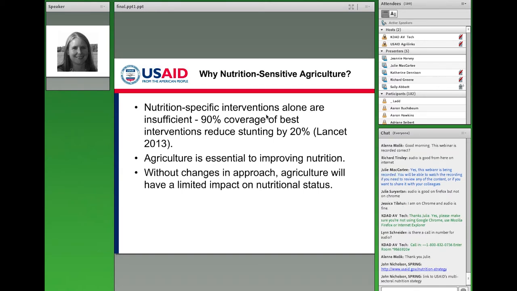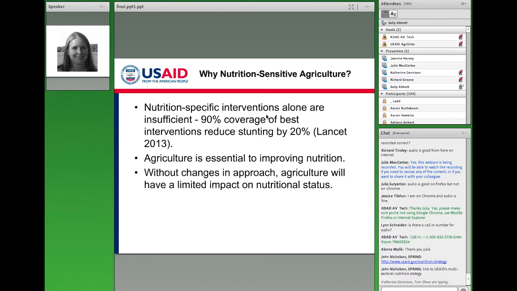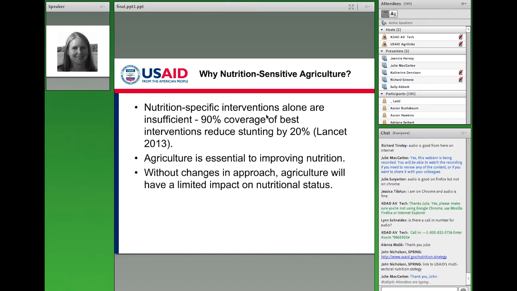When we're talking about why nutrition-sensitive agriculture, I'm not sure if Richard mentioned this, but the Lancet series in 2013 mentioned that with 90% coverage of the nutrition-specific interventions that have evidence around them, we know that we can reduce stunting by 20%. And we know that that isn't enough. We know that if we want to reach our goals of reducing stunting in Feed the Future, but also worldwide, we're looking at the World Health Assembly goal of reducing stunting by 40% by 2025, that we need to do more than just nutrition-specific interventions.